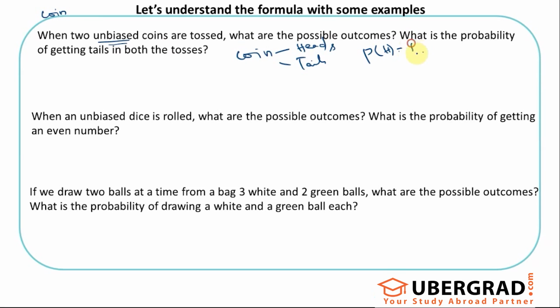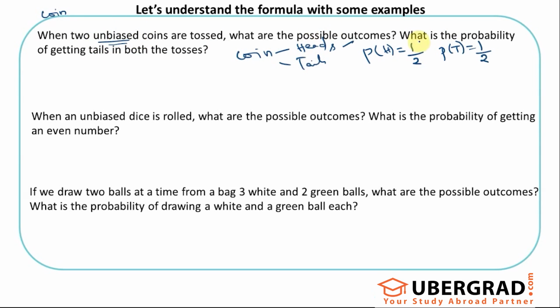It's basically 1 by 2 because it's one favorable outcome and we have two possible outcomes. Similarly, the probability of tails is also 1 by 2. The total outcomes are heads or tails, and the favorable one is tails. It is going to be correct for an unbiased coin.